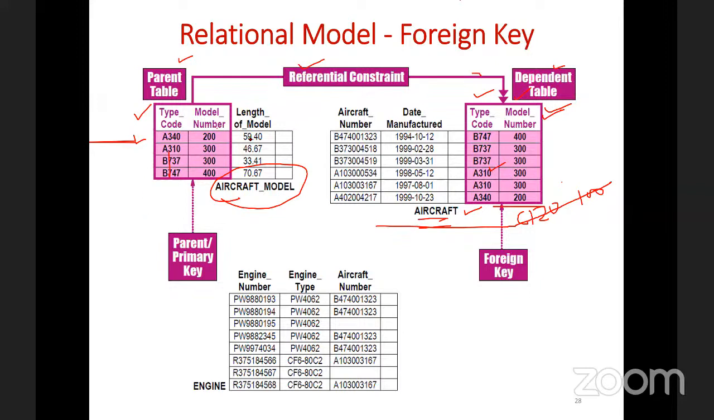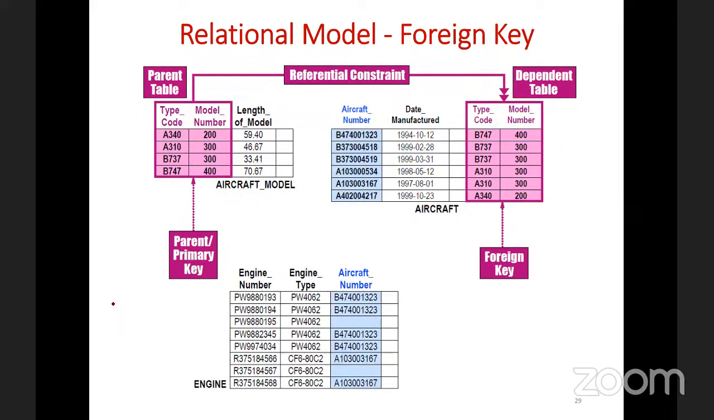Now let us say, for example, we have also taken here the length of the model. But the length of the model will not be a foreign key. Remember, in this table, type code and model number are the foreign key. Why? Because these type code and model number are the primary key. If we take length of model here, then length of model will not be a foreign key. Only these two will be.